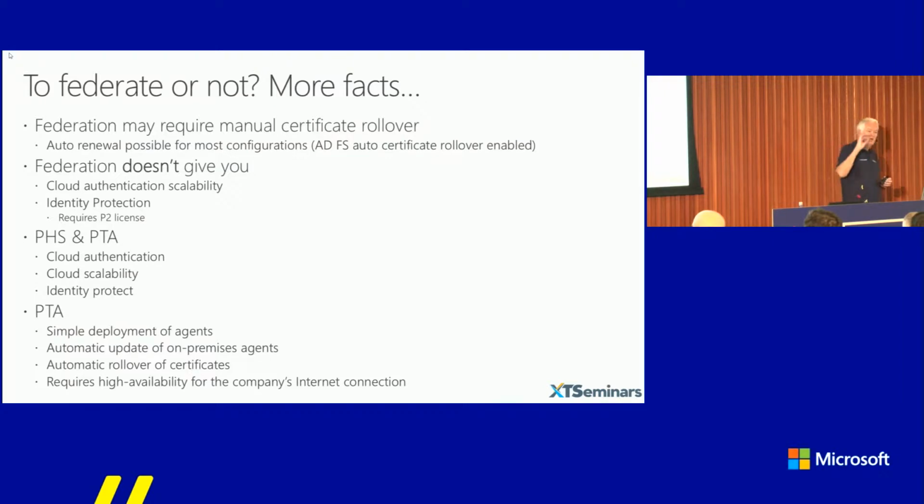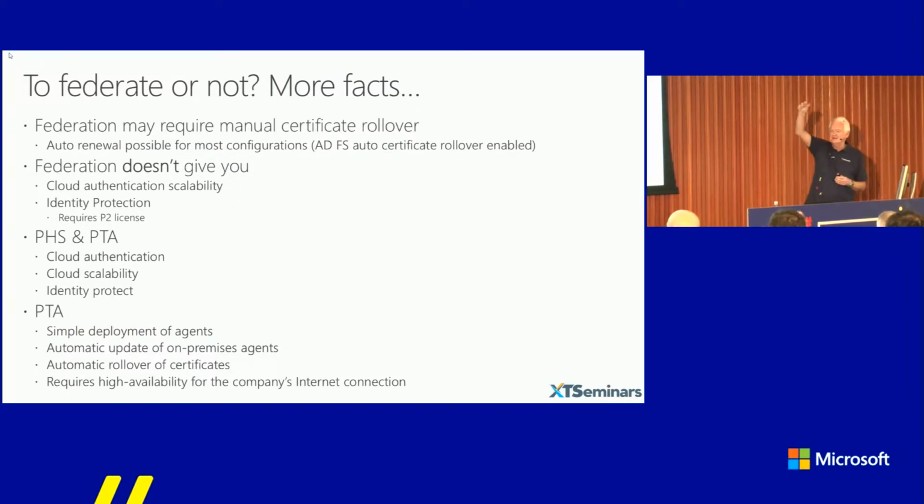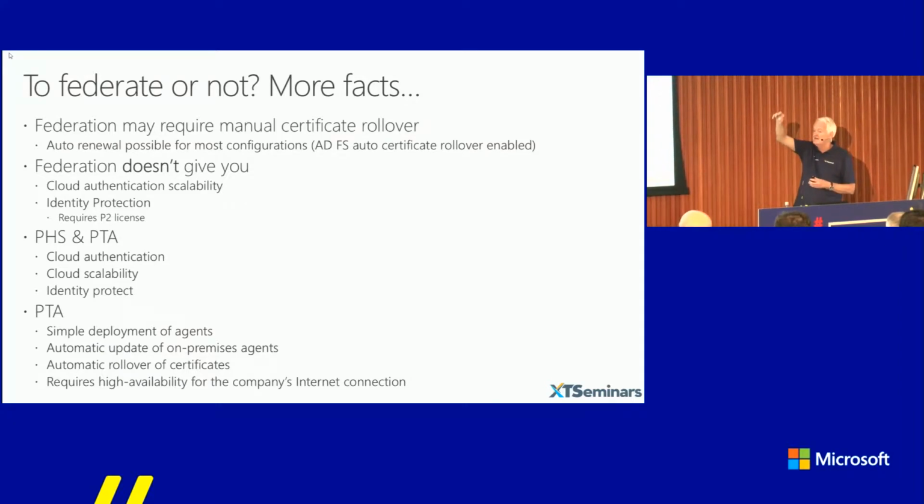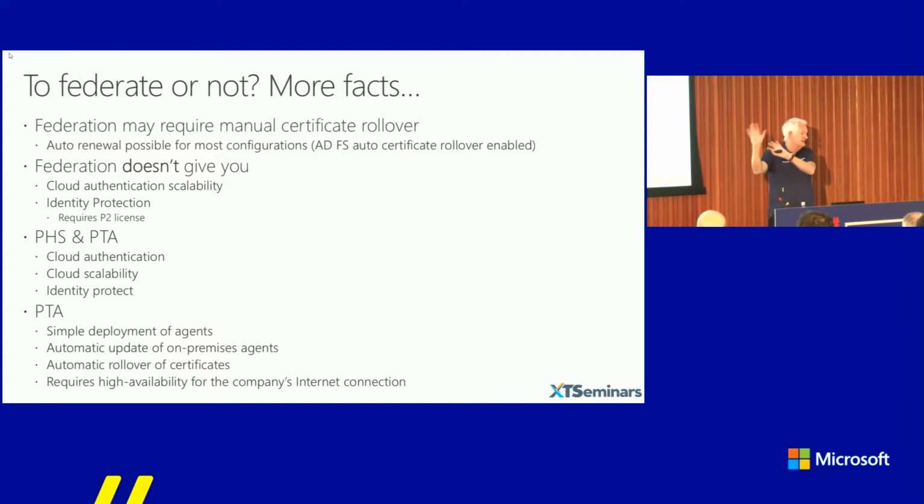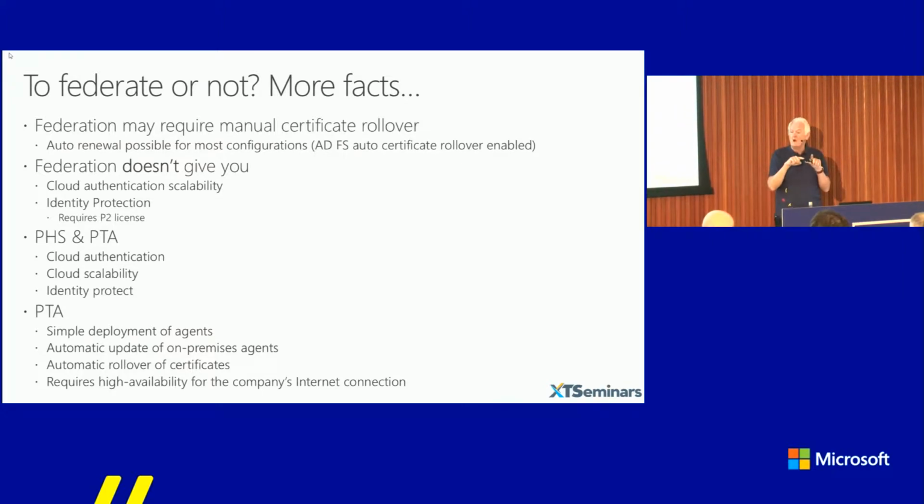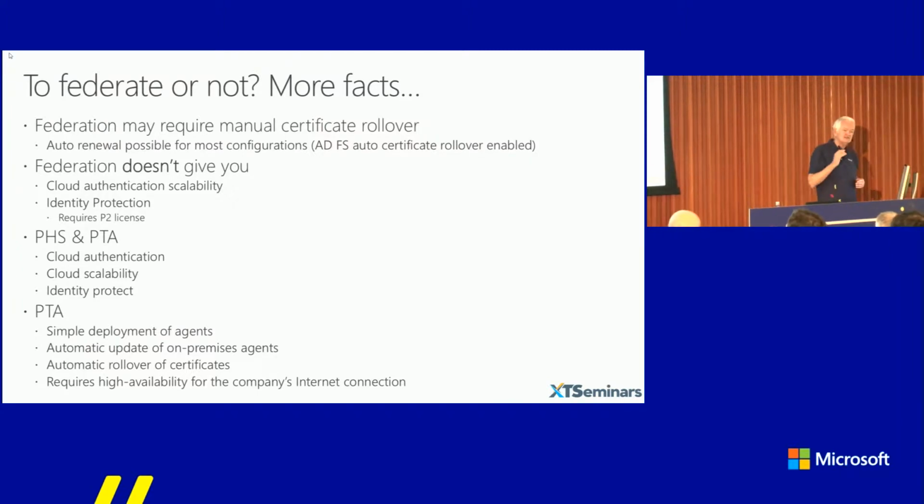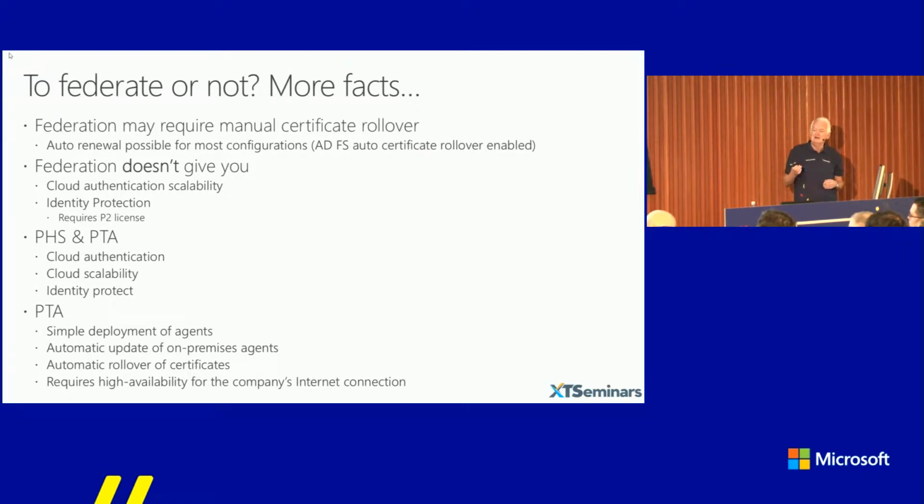The other thing is we're putting all our eggs in one basket. So we're moving our identities up into the Azure AD, maybe, and we're now reaching out to lots and lots and lots of applications. We've got to make sure that one basket is well protected. And one of the ways of protecting it is through identity protection in Azure AD. But you need a P2 license for that.